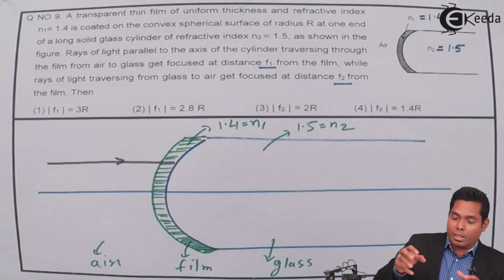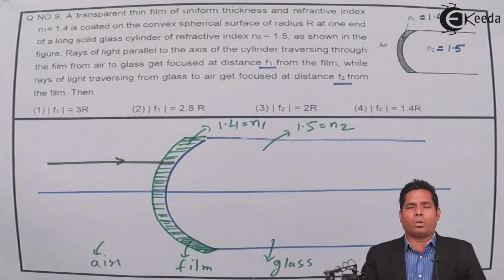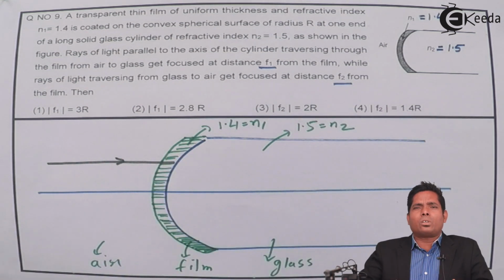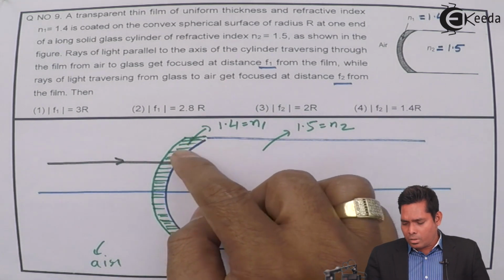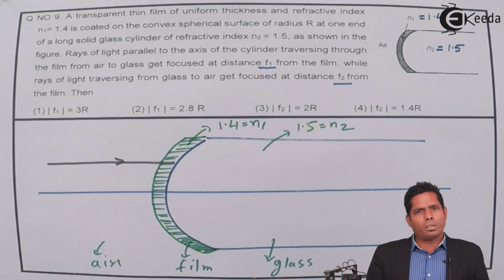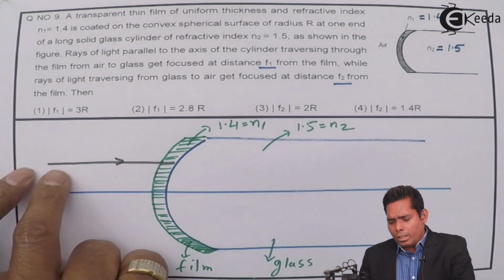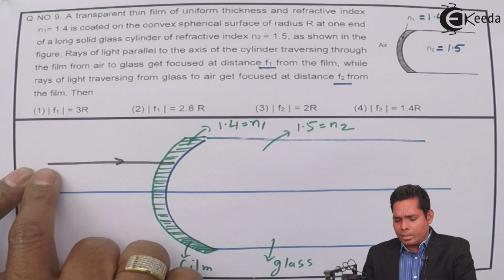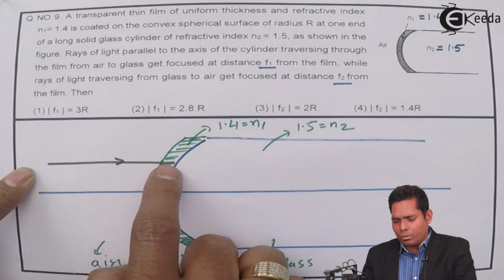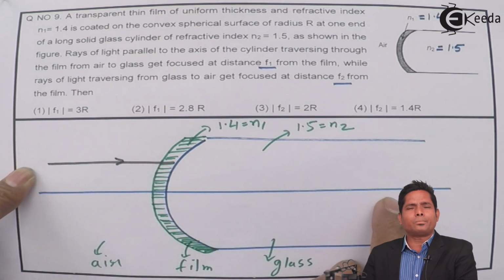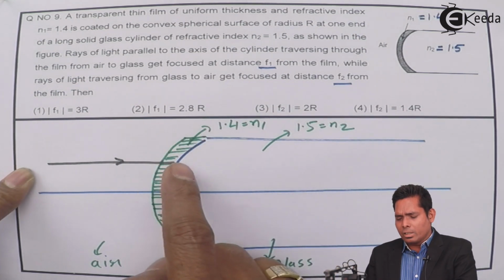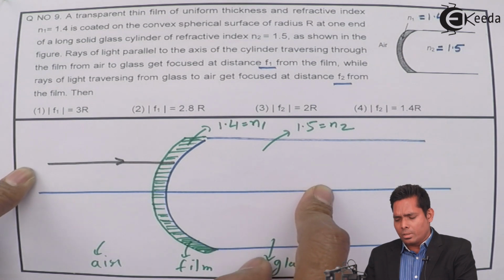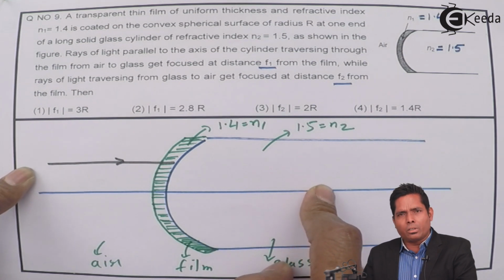And the image that is formed only because of the presence of the film will act as the object for the lens. Let me repeat that. If only this thin film is present, then the ray coming from air and incident on the film must have focused at a point, because this is convex, so it must have focused somewhere on this side, and that would have been the final image.